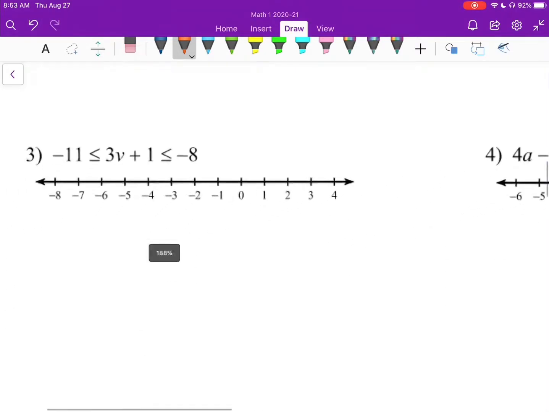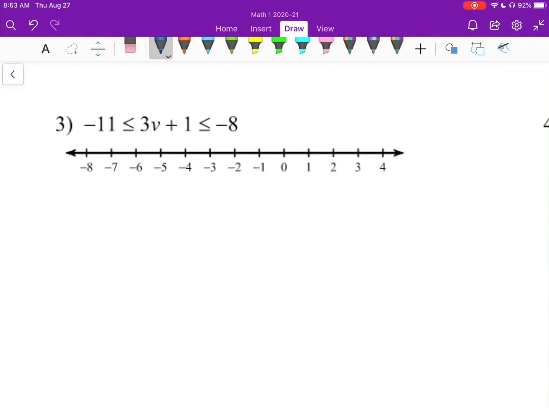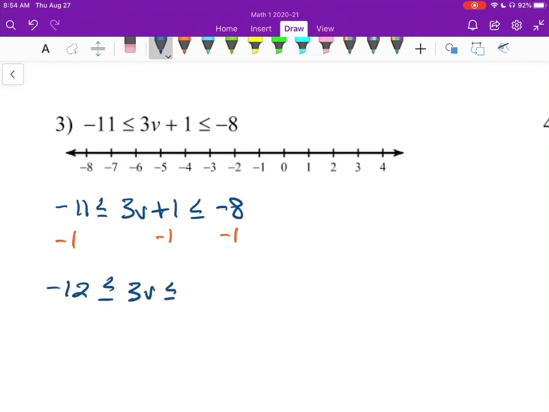All right, number 3. This one gets a little bit longer, so let me rewrite it. Negative 11 less than or equal to 3v plus 1 less than or equal to negative 8. We'll start off by subtracting 1 from everything. And again, since we have two inequalities, we have to end up doing it 3 times, not just 2. So we're going to have negative 12 less than or equal to 3v less than or equal to negative 9.